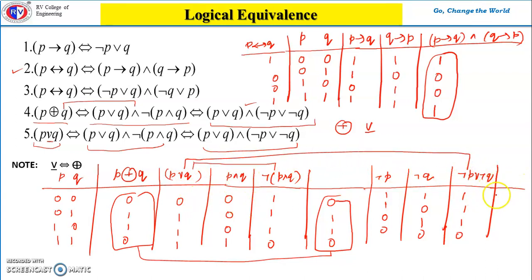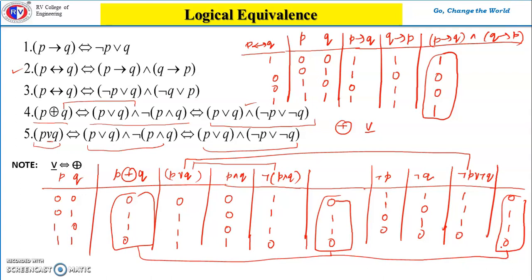So if I take AND, 0 1 will be 0, and then 1 1 will be 1, and then 1 1 will be 1, and 1 0 will be 0. So even this also is the same. So you can see these three are logically equivalent. So that's how you can check the logical equivalence of any two compound propositions.